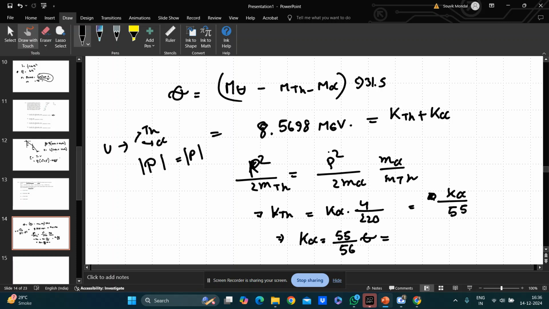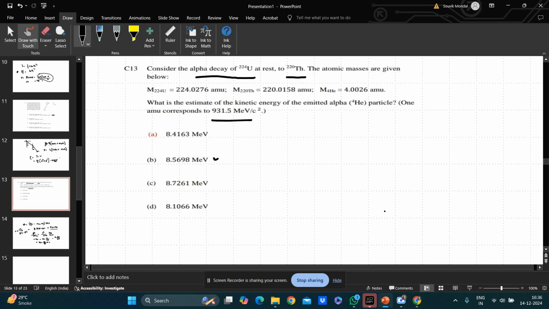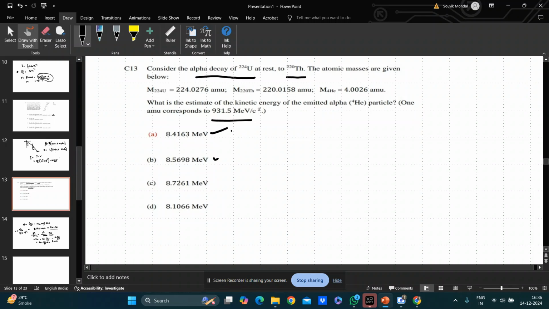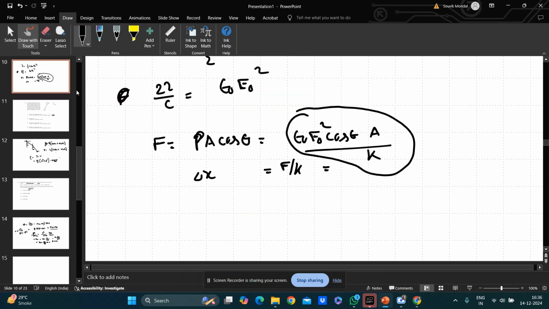So the Q value is K thorium plus K alpha. If you calculate this you will get the answer 8.4163. So this will be the answer. These are the last two questions I hadn't done, and now let's move to the seventh question.